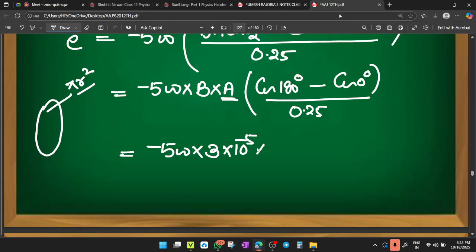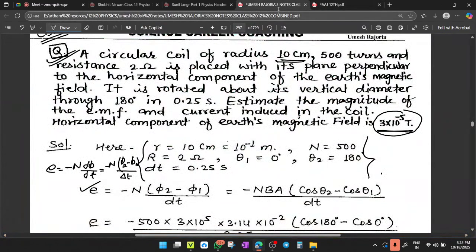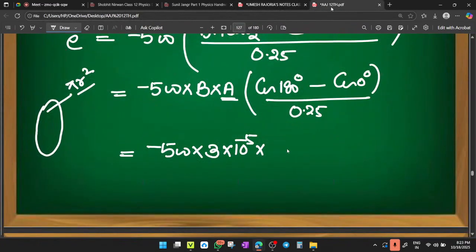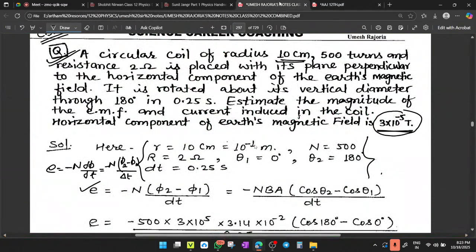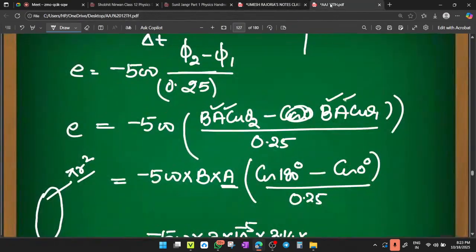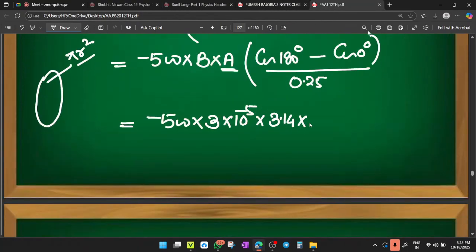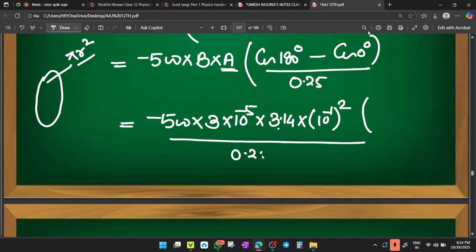So pi is equal to 22 upon 7. Yes, but here it has been taken as 3.14 the value of pi, and pi r square. We have r equals 10 centimeter. Yes or no? 10 centimeter equals 10 to the power minus 1 meter, or 1 upon 10 meter. So 10 to the power minus 1 whole power 2, because pi r square. Clear? Now beta, in the denominator it is 0.25.